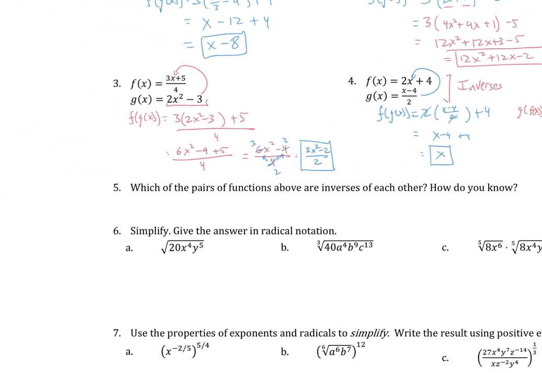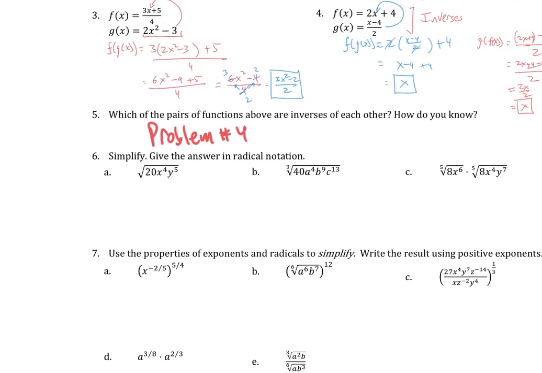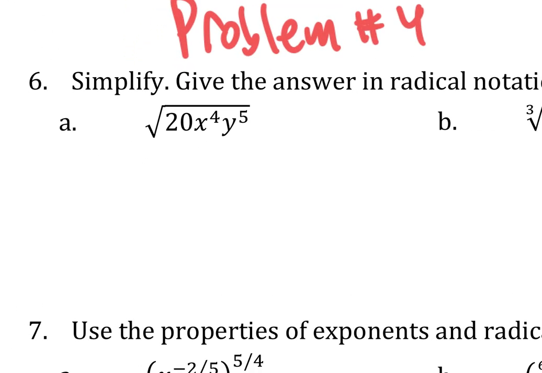All right. Oh, well, hey, look, that's the next question. Which of the pairs of the functions above are inverses of each other? Well, problem 4. All right. So number 4 is inverses of each other. There you go. All right, on to radical notation. This stuff comes from chapter 8. And so we're going to need to simplify these things.